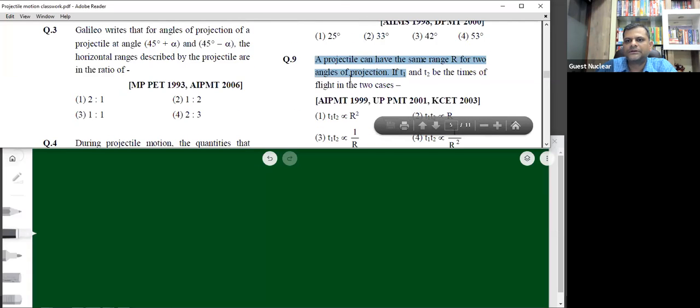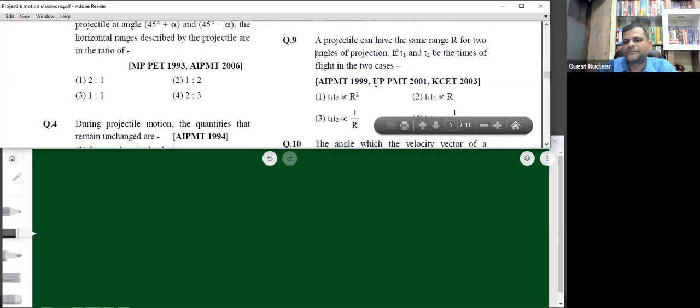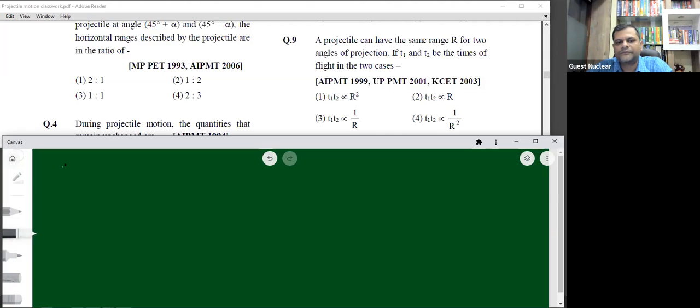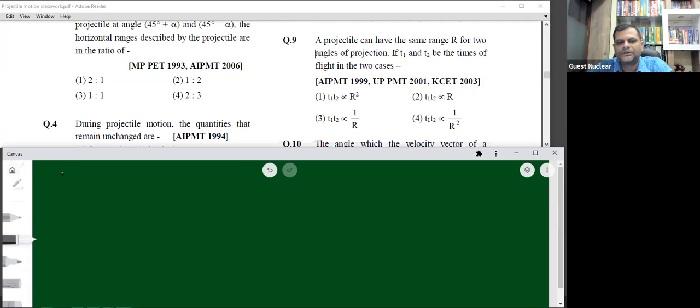ये देख लो, a projectile can have the same range r for two angles of projection. If t1 and t2 are the time of flights in the two cases, then what is the product of t1 and t2? Can you find it out? See, since the projectile can have the same range for two angles of projection, that means one of those angles must be theta, another one should be 90 minus theta. Correct है? तो एक एंगल होगा थीटा और दूसरा होगा 90 माइनस थीटा.